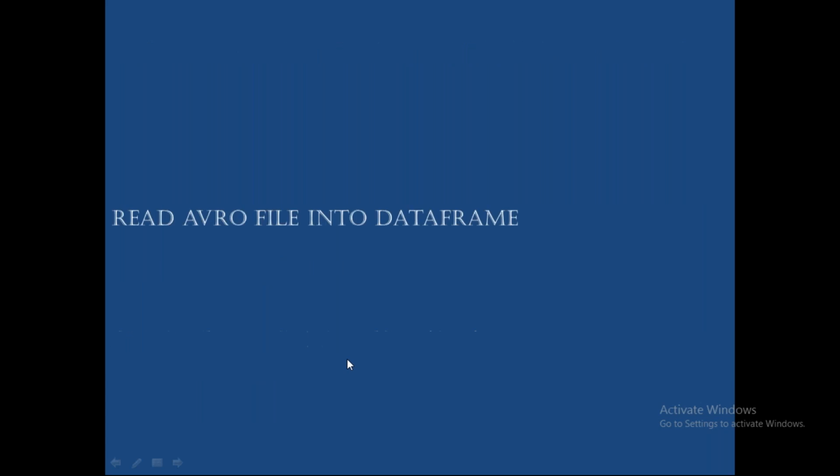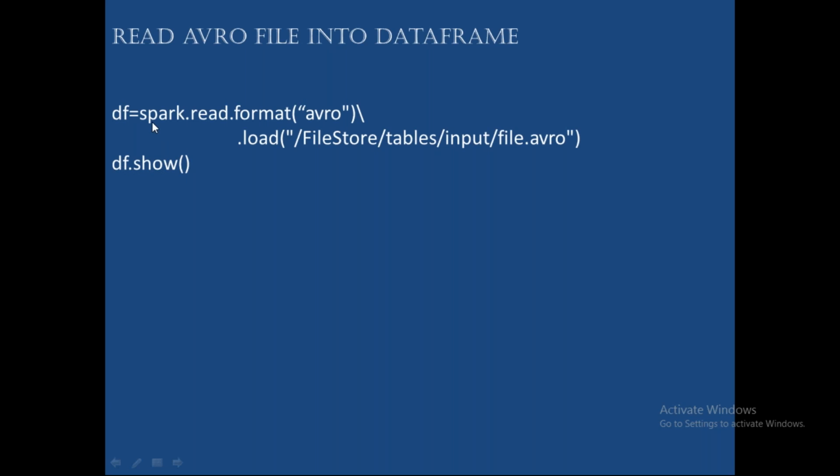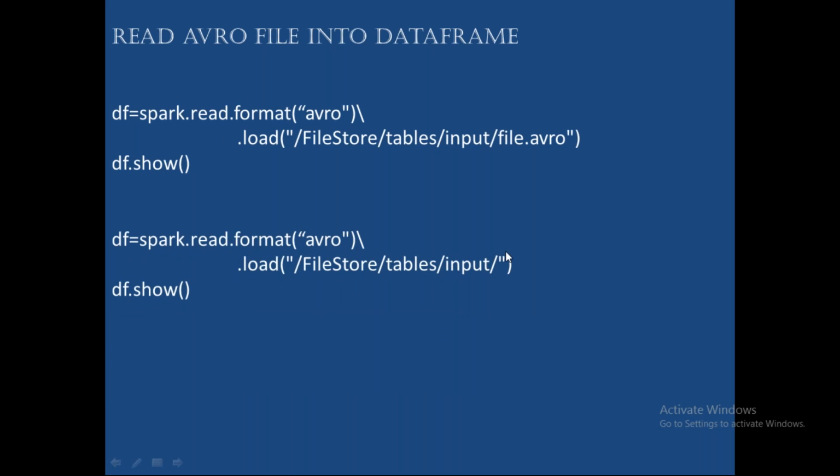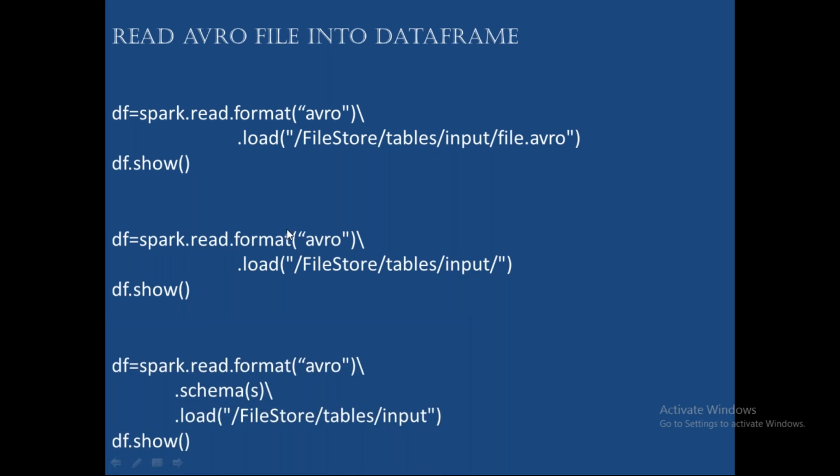Okay, clear? Now, how will you read? Same syntax: spark.read.format is Avro, and I read a single file from this location. If you want to read multiple files from a directory, just mention up to the directory instead of the file name. You can also provide a schema when reading the Avro file, and then load from this particular location. So I'm reading multiple Avro files, but this time with a user defined schema. This is how we read Avro files.